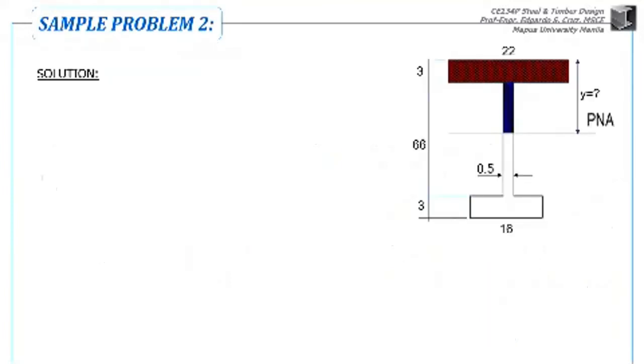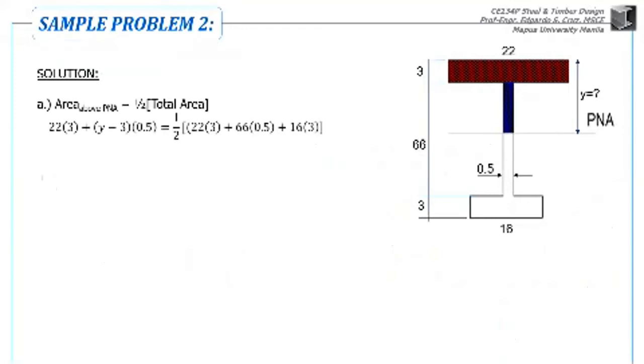Okay, so yan yung given section with the corresponding dimensions. So yung una, solve natin yung y distance. Ano yung konsepto about PNA? Sabi, malolocate natin yung PNA kasi it divides the whole area into two equal areas. So the area above the PNA should be equal to 1/2 of the total area.